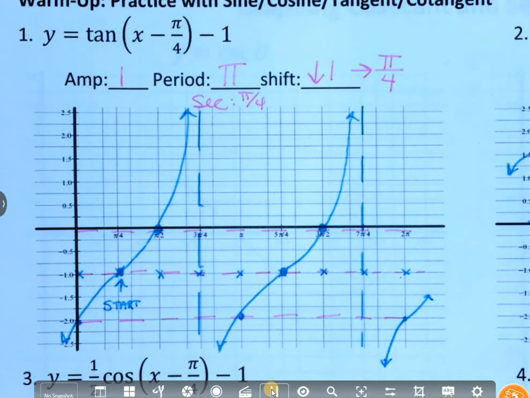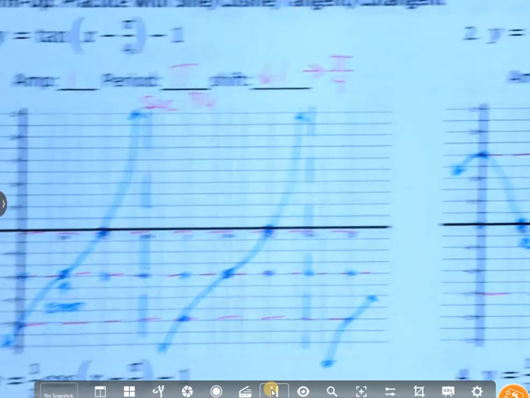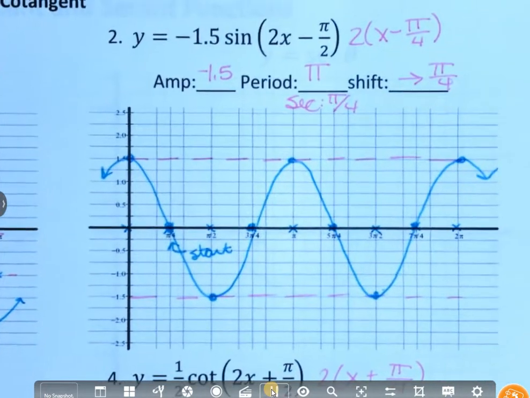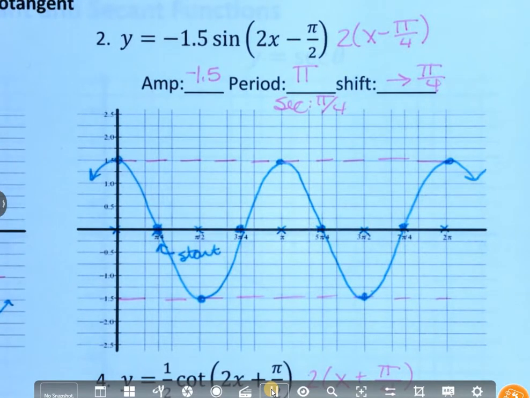No questions on 1? So you mean I got it right? This is like huge. Yesterday was just bad. All right, take a look at this one. Please be right, please be right, please be right.